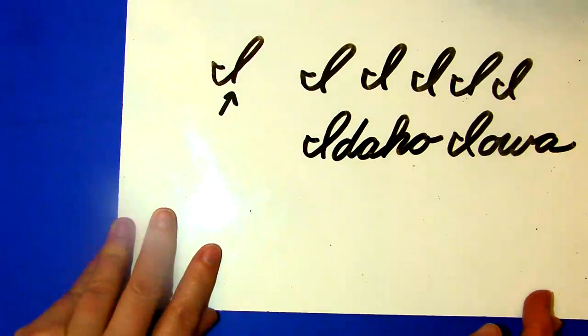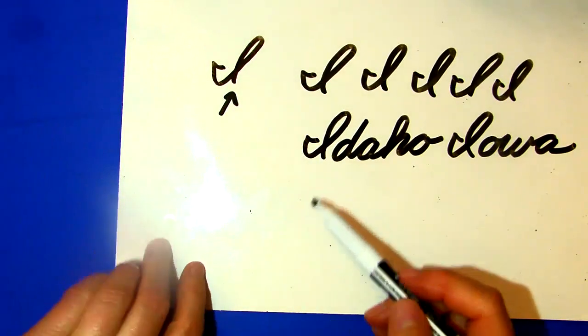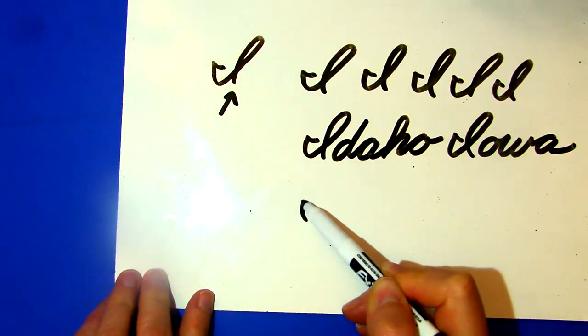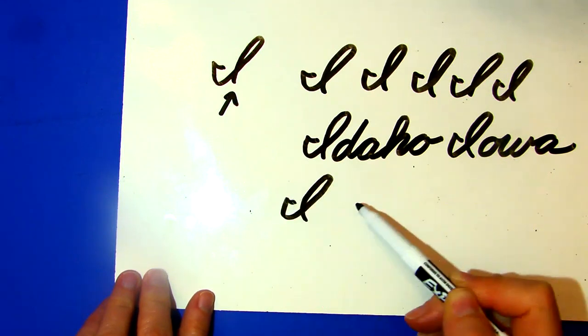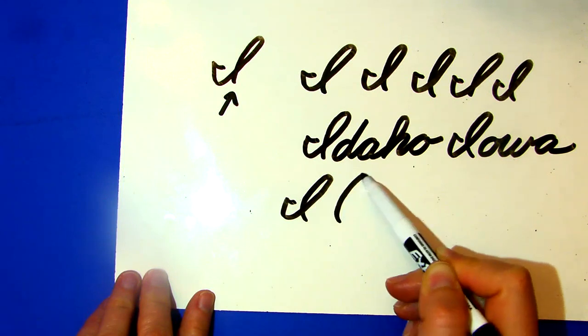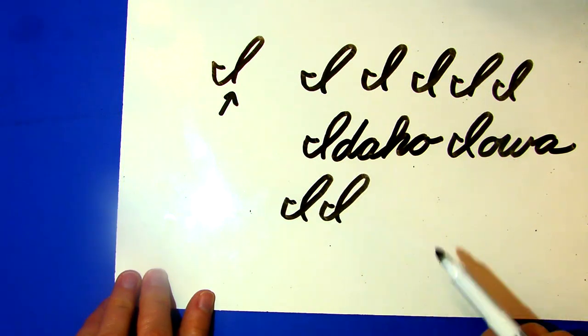I'll show you a few more times. This one takes a lot of practice to get right. Up and over curve, give it a loop, give it a tail.